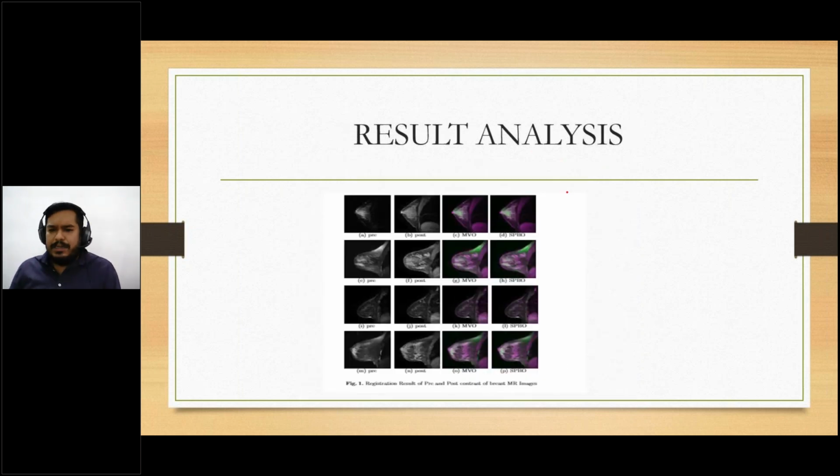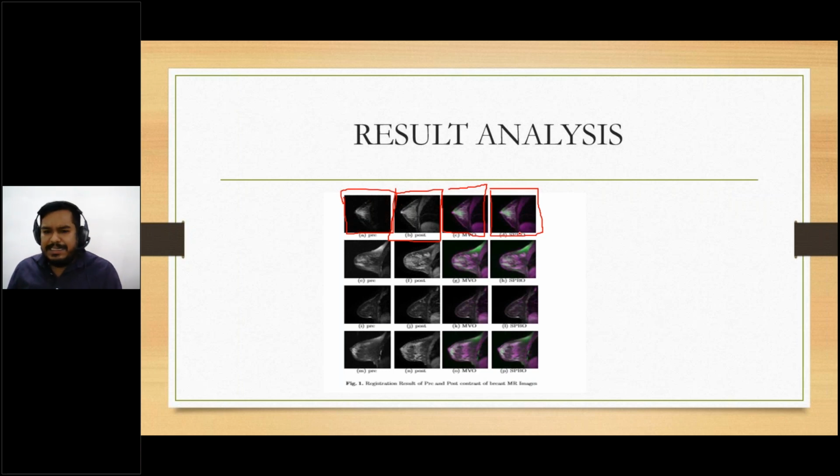So you can see that here there are two raw MRI images of two different modalities. This one is the MRI image of pre-modality, and this one is the MRI image of post-modality. Now I am going to register these two images by using the MVO algorithm. This is the output image that I am getting after registering the two images with the MVO algorithm, and this is the output image that I have got after registering with the SPVO algorithm.